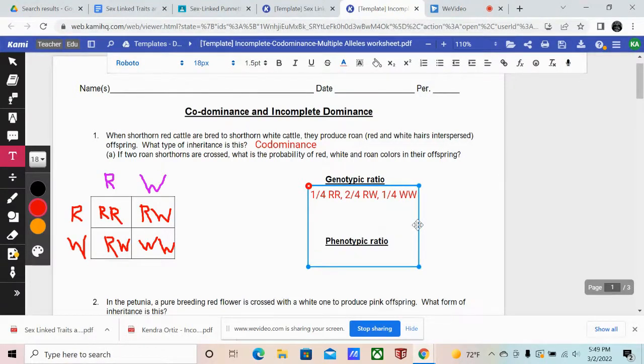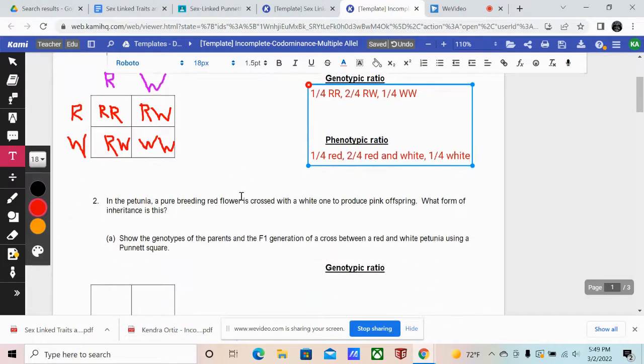And now what are these cows going to look like? Well, the RR, 1 out of 4, is going to be a red cow. 2 out of 4 is going to be red and white, also called roan. And then 1 out of 4, the WW cows, is going to be white. So that's if you cross two cows that are red and white, that have roan hair.